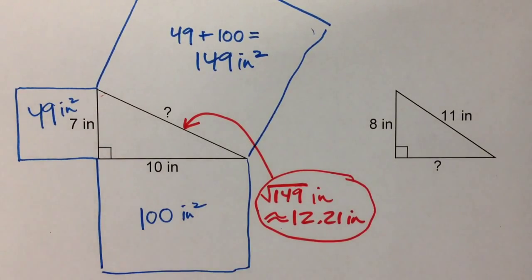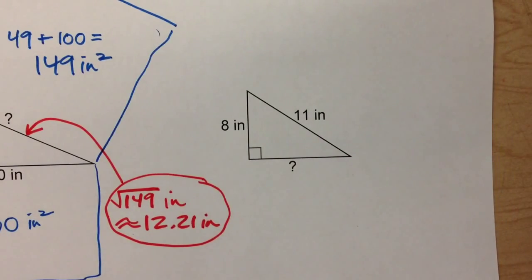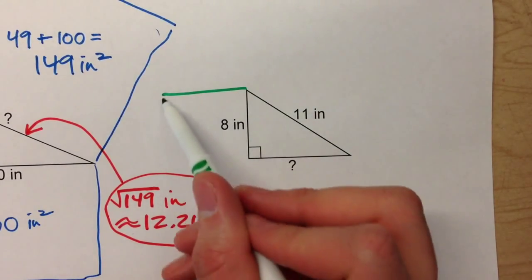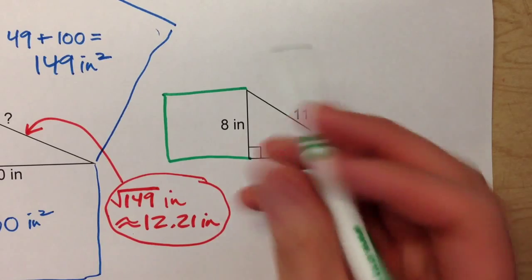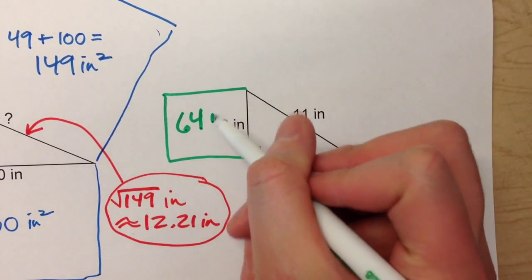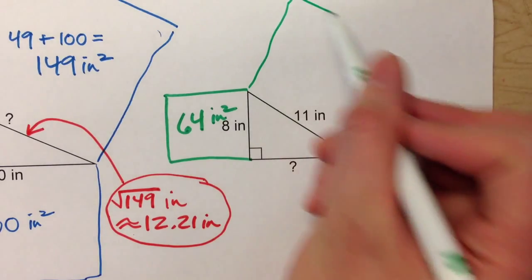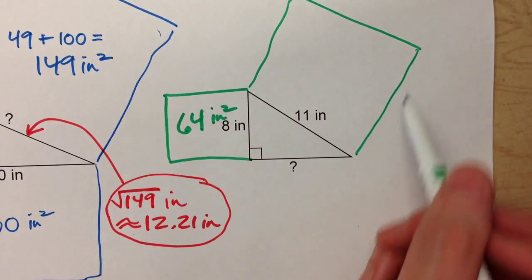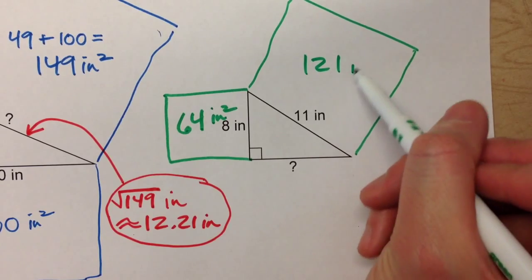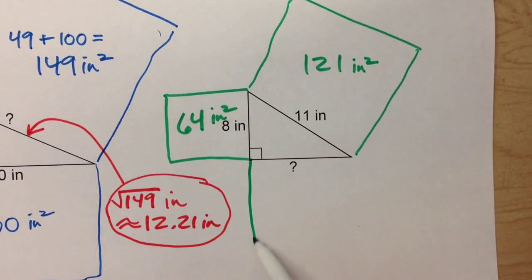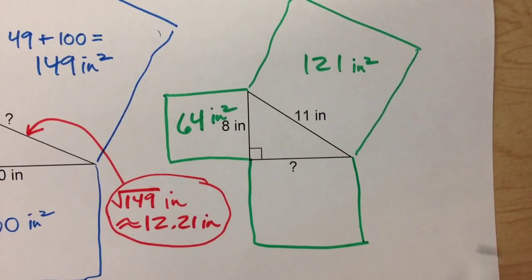Now, for the second triangle, we're going to do the exact same thing, using that exact same idea. Attach squares to each side. So if that side length's 8, this area is 64 inches squared. If this side is 11, the square attached to it, 11 times 11, 121 square inches. Now we need to find this side.